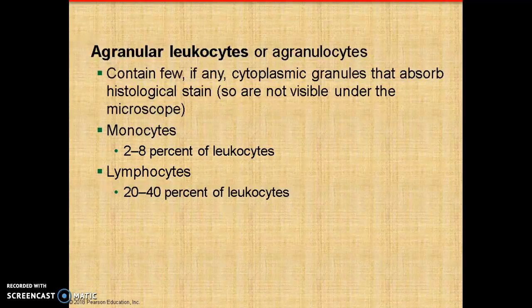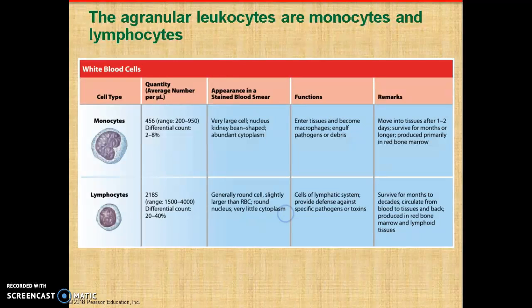The agranular leukocytes or agranulocytes are the monocytes and the lymphocytes. After neutrophils, lymphocytes are most abundant. The monocytes are phagocytes, and they become macrophages. So when it's in the blood, it's called a monocyte. But once it escapes from the blood and enters the tissue, it will be called a macrophage.